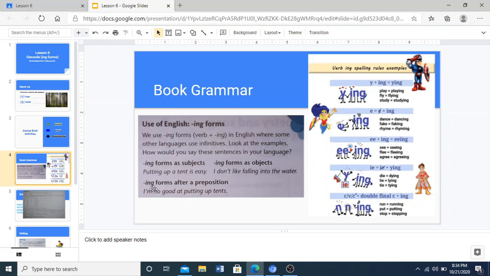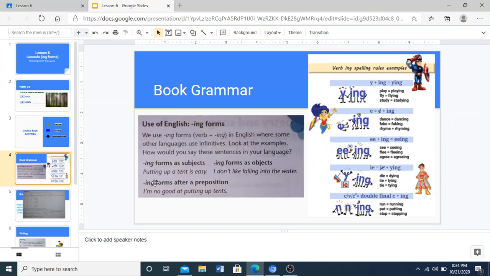And also, ing forms after a preposition. For example, I'm no good at putting up tents. So here you have 3 different forms of ing serving three different purposes, but in each case, the ing word is being used. What does this tell you? That gerunds can act as subjects, gerunds can act as objects, and gerunds can come after prepositions. You just have to write them in their ing forms.